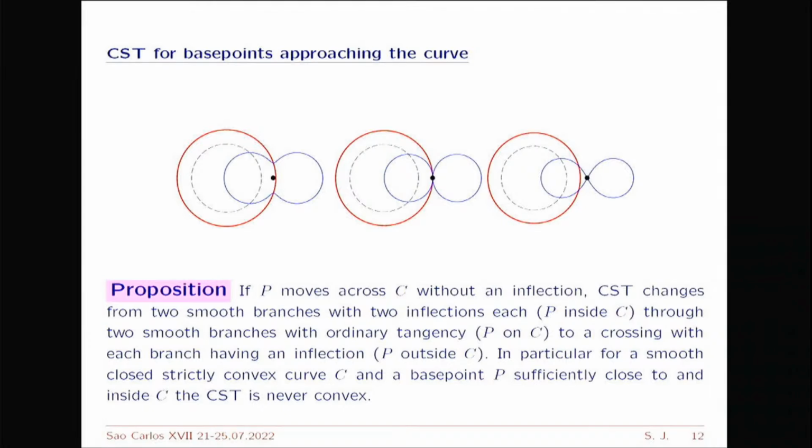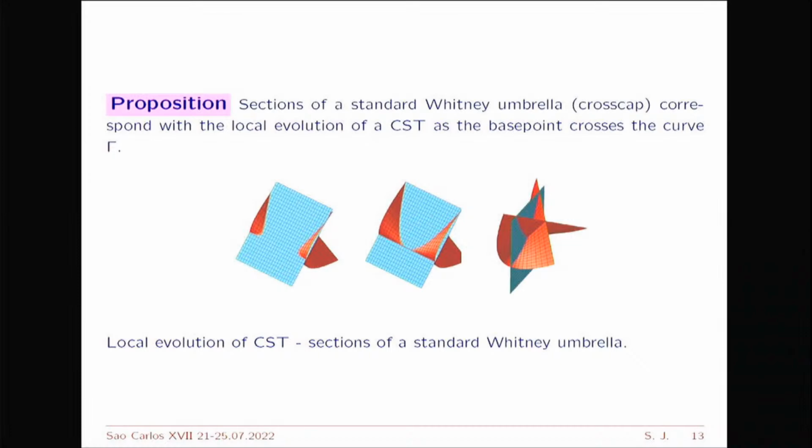If P moves across C without an inflection, where we assume that this is an example of a cycle here, but this is general, CST changes from two smooth branches with two inflections each, P inside C, to two smooth branches with ordinary tangency, to a crossing with each branch having an inflection. In particular, for a smooth closed, strictly convex curve C and a base point P sufficiently close, the image is never convex. So the proposition: sections of the standard Whitney umbrella cross cap correspond with the local evolution of CST as the base point crosses the curve. And this is in the generic case, of course.